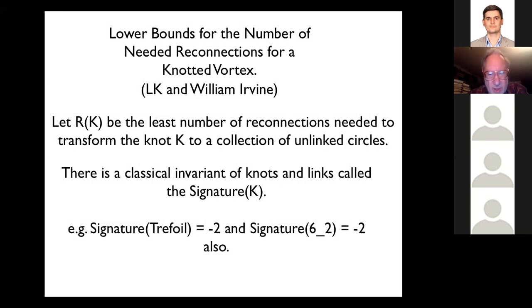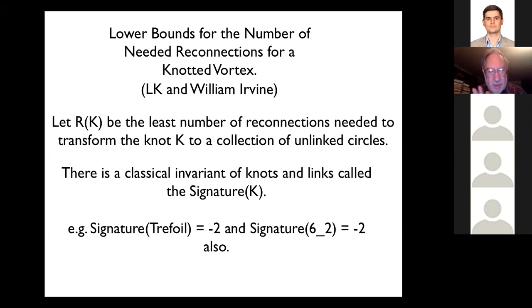Here is some formulation of it. We want to get lower bounds. So we'll let R of K be the least number of reconnections needed to transform the knot K to a collection of unlinked circles. And that means least number in any way you manage it by pushing the knot around topologically and getting oppositely oriented arcs near one another and going through.